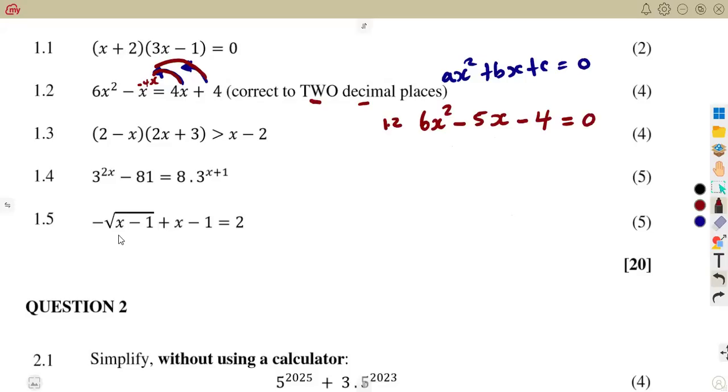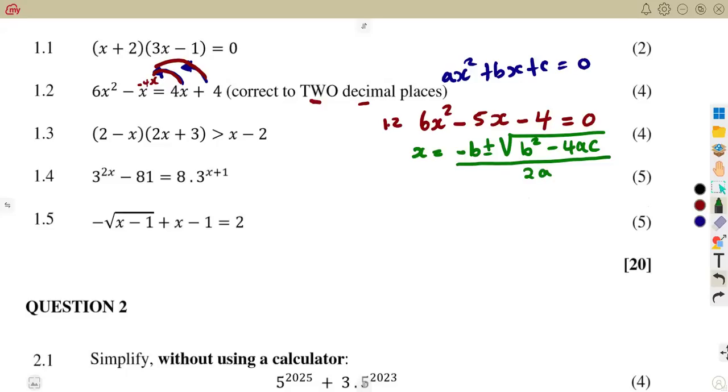So this is the format first of your quadratic equation. Then we write our formula to solve this equation. Remember your formula, x is equal to minus b plus or minus the square root of b squared minus 4ac, like this, everything over 2a.